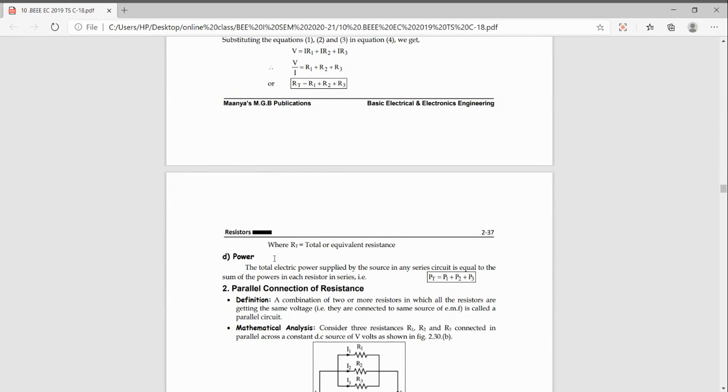And power also we have to calculate. And the total resistance, generally we will call it the equivalent resistance. Okay, that is the equivalent resistance. And power we have to calculate.